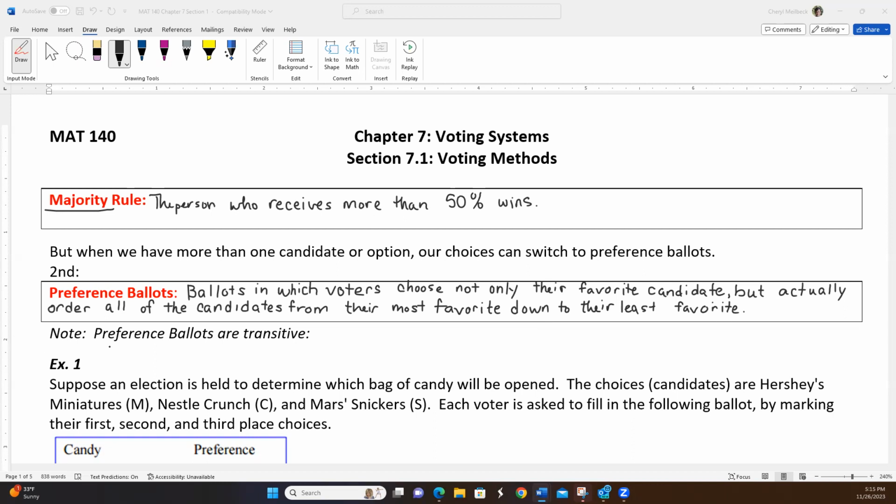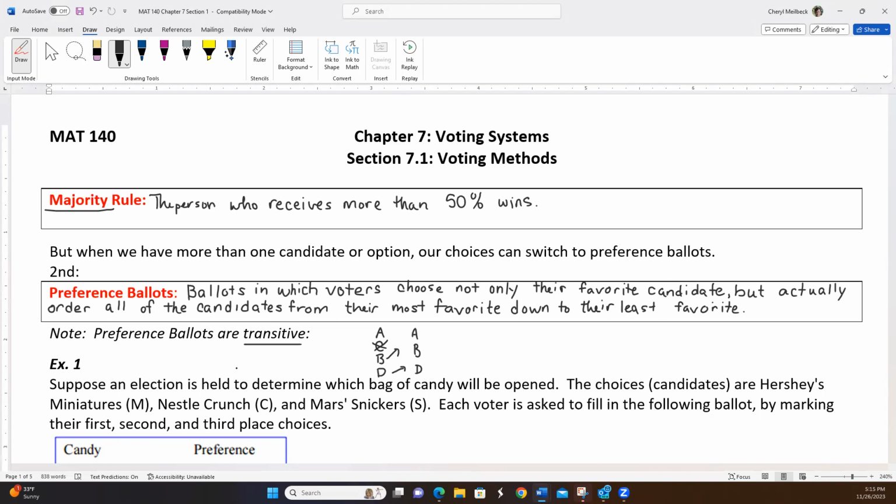Now, most preference ballots are transitive, meaning that if you voted for A, C, B, and then D, but C dropped out, then the new order would be A, B, D. Everybody just moves up a position. That's what it means for the ballots to be transitive.